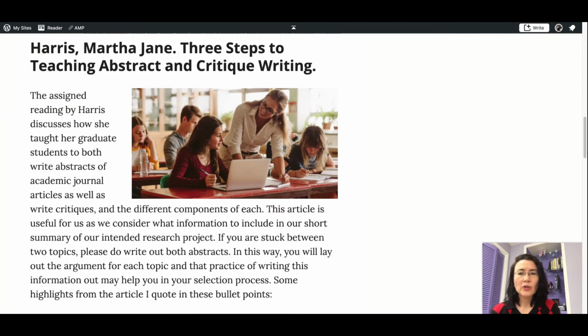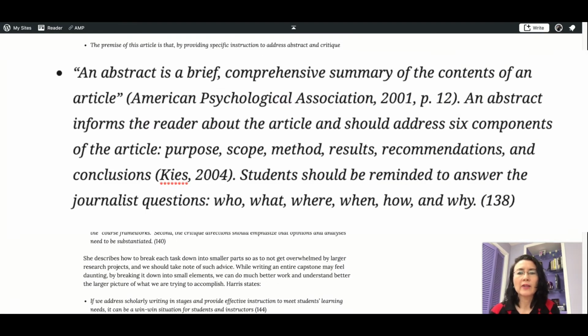And so in this module, I did include an article for us to read by Dr. Harris, who talks about the 3 steps to teaching abstract and critique writing. In this article, she talks about the assignments that she's given to her students about how to really get into writing abstracts. She says an abstract is a brief, comprehensive summary of the contents of the article, and that it should address 6 components: the purpose, the scope, the method, the results, the recommendation, and the conclusions.